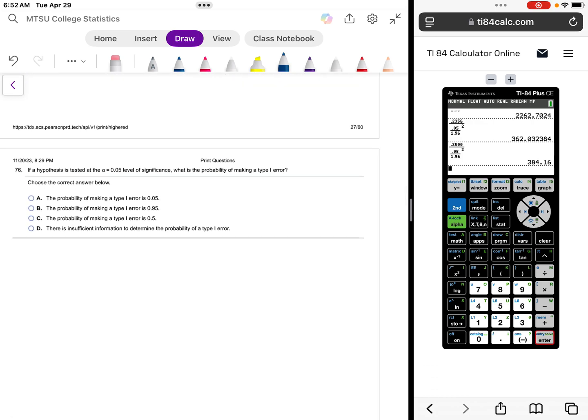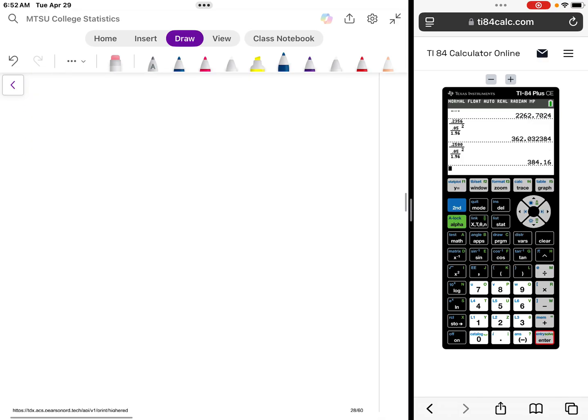If a hypothesis is tested at an alpha of 0.05 significance level, what is the probability of a type 1 error being made? Well, a type 1 error is exactly whatever the alpha is. And so that would mean that if it's 0.05, then the probability of making a type 1 error is 5%. Remember, we're not really concerned about figuring out the probability of a type 2 error. It's a type 1 error that they're really assessing us for.